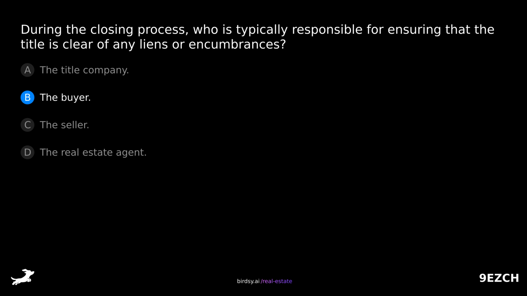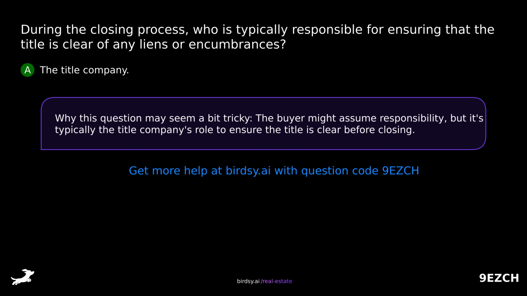B, the buyer? C, the seller? Or D, the real estate agent? The answer is A, the title company. Why this question may seem a bit tricky. The buyer might assume responsibility, but it's typically the title company's role to ensure the title is clear before closing.